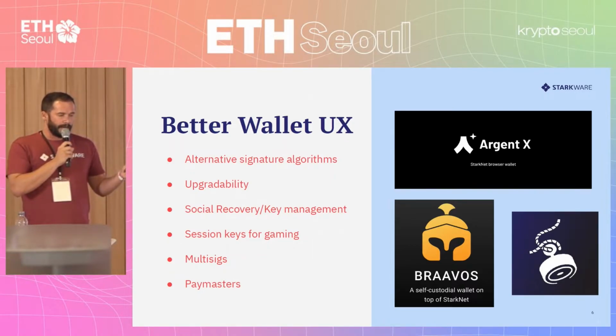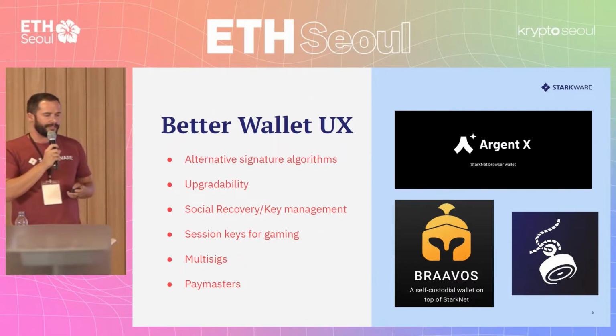So why do we want account abstraction for better wallets? So better wallets, what does that mean? You can have alternative signature algorithms.